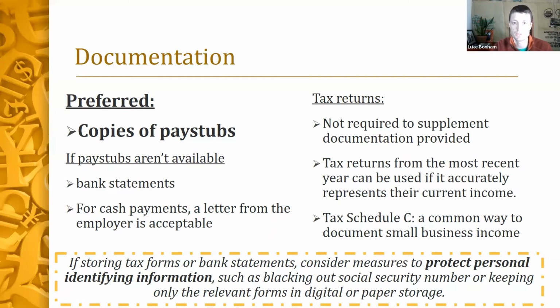Tax returns can be used to document income if the most recent year accurately represents their current income, and a Schedule C is a common way to document small business income. Remember to protect personal identifying information, such as blacking out social security numbers or keeping only the relevant forms in digital or paper storage.